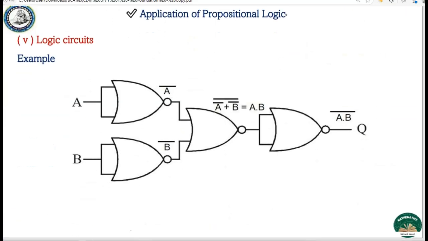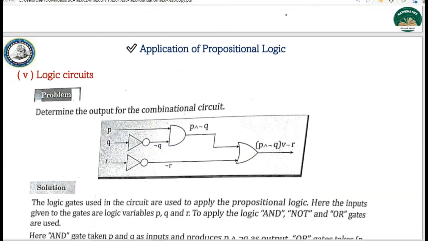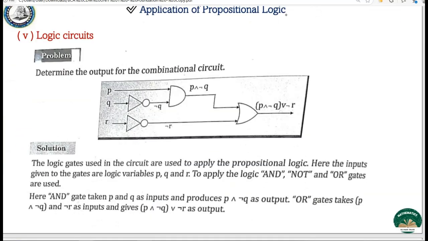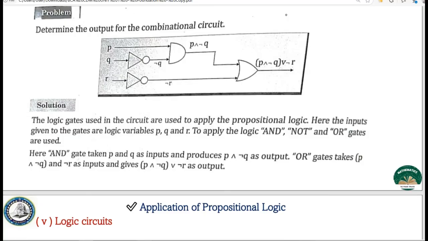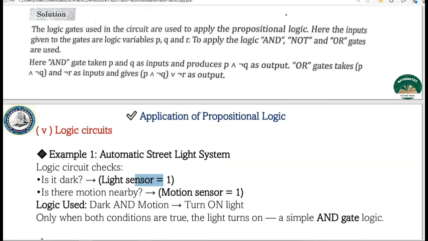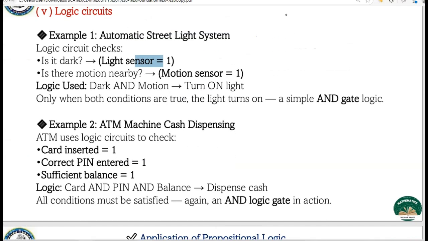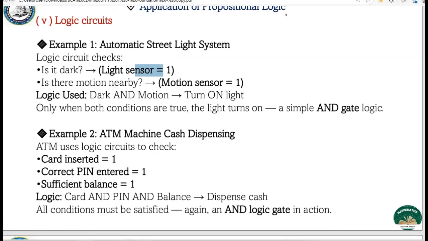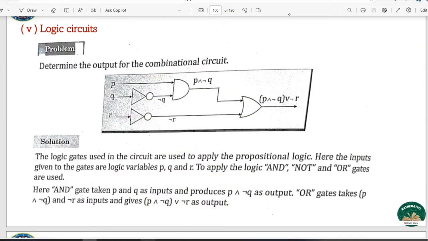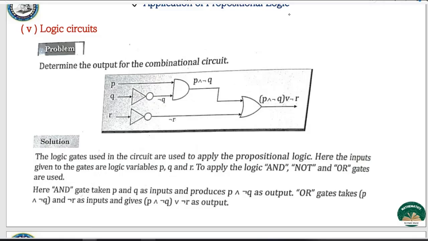Here are some examples of logic circuits. Determining the output for the combinational circuit: this is a logic circuit explained using AND, NOT, OR, and NOR gates, and how it gets its output is given. Then the logic circuit for an automatic street light system: the inputs are a dark light sensor and a nearby motion sensor. The logic used is dark and motion: if it is dark and there is motion, it turns on the light. These are some examples of logic circuits, determining the output for combinational circuits.